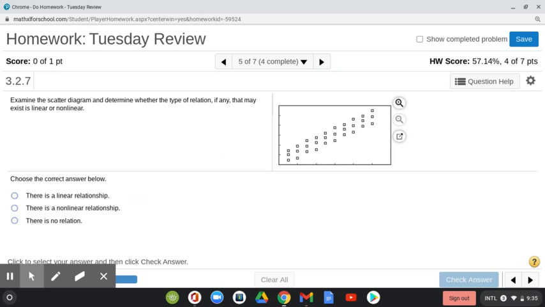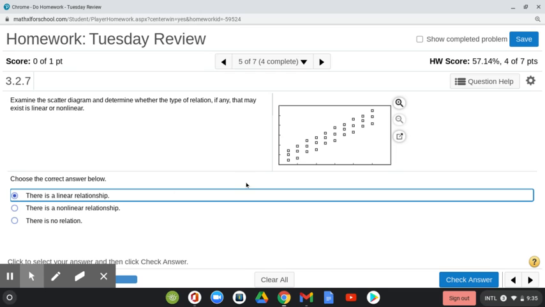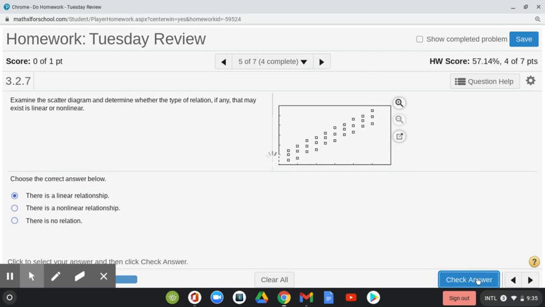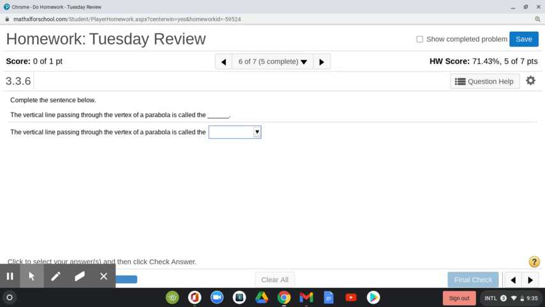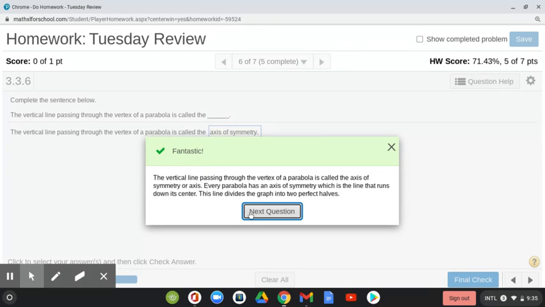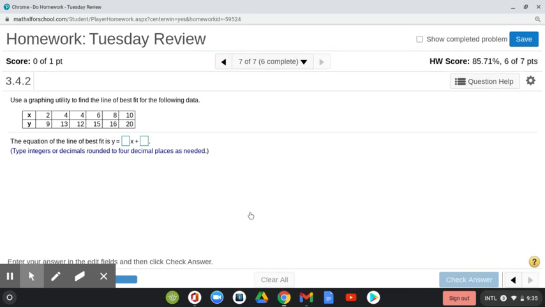All right. Here's a scatter diagram, and it looks very linear. The one I looked at earlier looked very quadratic, so this one would be linear. But they just want linear or nonlinear. A vertical line passing through the vertex of a parabola is called your axis of symmetry. And then the last one is the line of best fit.